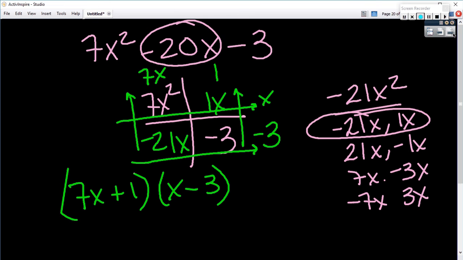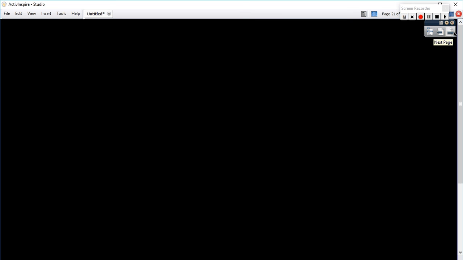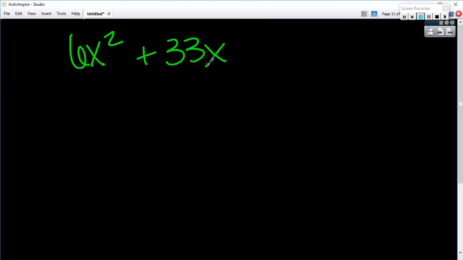It's 5x. Let's do one that's got a GCF. Plus 33x. Plus 36. What's my first step? What are you finding? The greatest common factor. So y'all said the greatest common factor here was 3, right? Take it out. What's left when you take it out?